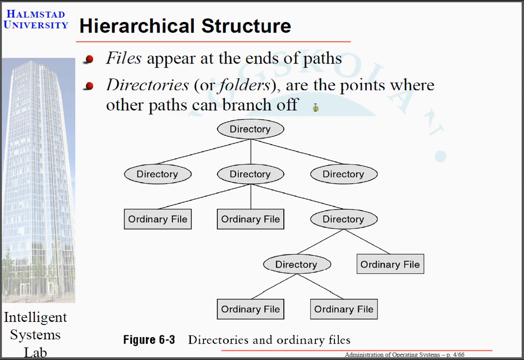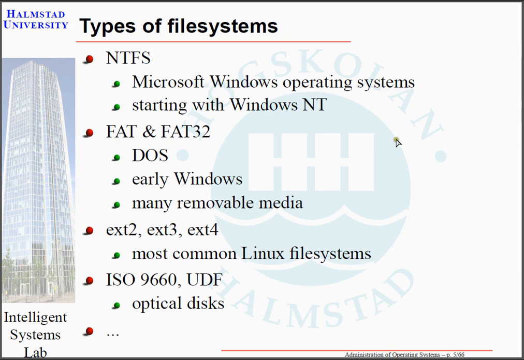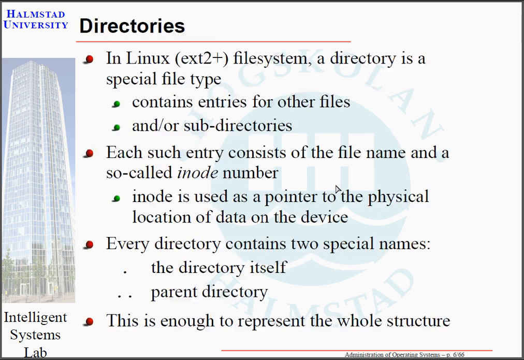So a file system hierarchy can look very similar. You have some files at the ends of those paths, and you have some directories at the branching points. There are different types of file systems that have their own names. NTFS is the default file system for Microsoft Windows operating systems. ext2, 3, and 4 are different versions of the most common Linux file system.